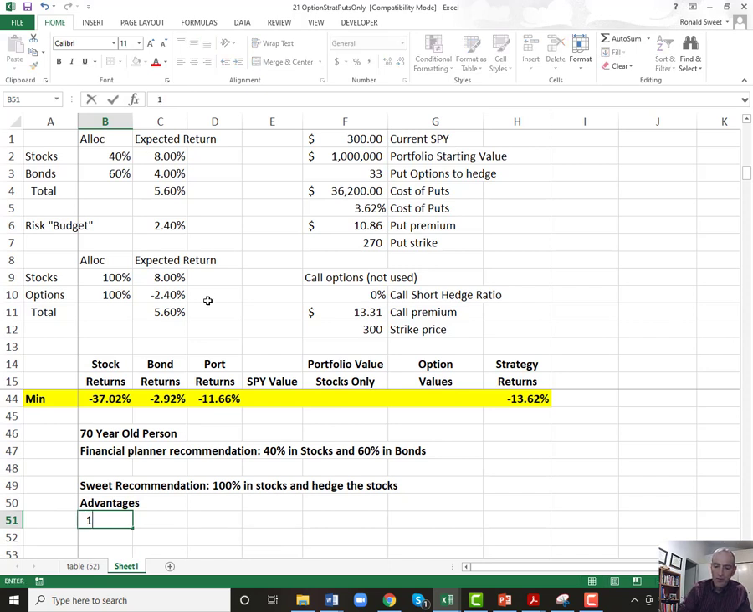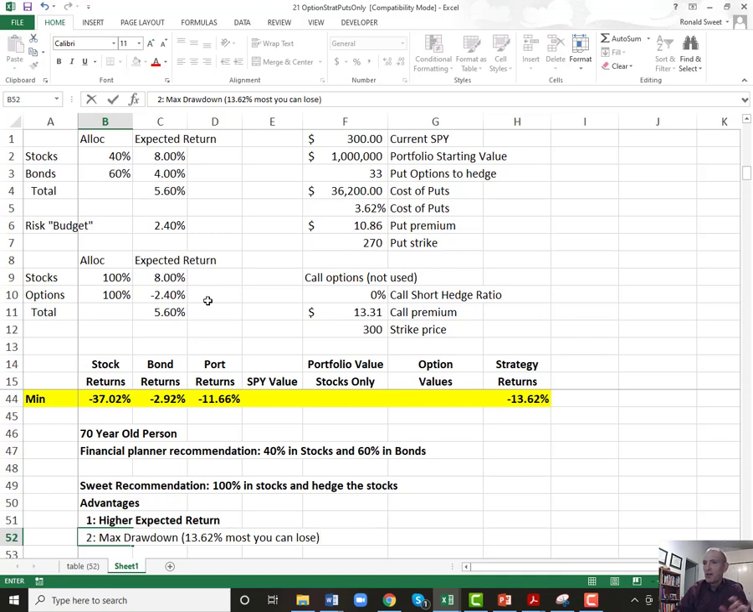Number one, higher. And make sure you know I'm talking about this versus the 40% stocks, 60% bonds. I'm not trying to find something that's going to beat the stock market. I'm trying to find something that beats a very conservative portfolio. So higher expected return. You have a max drawdown. So in this case, 13.62% is the most you can lose.